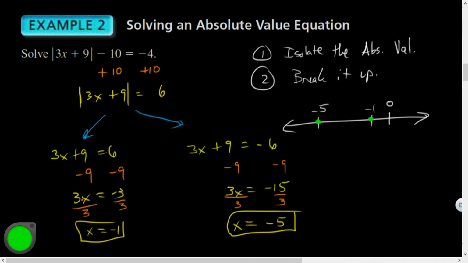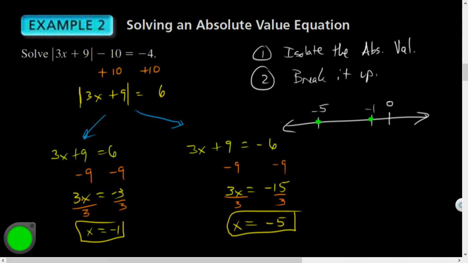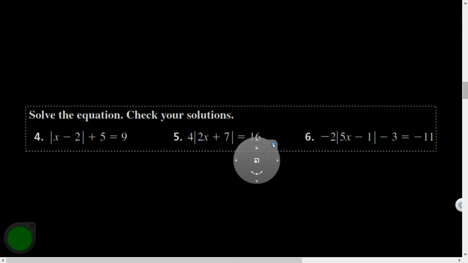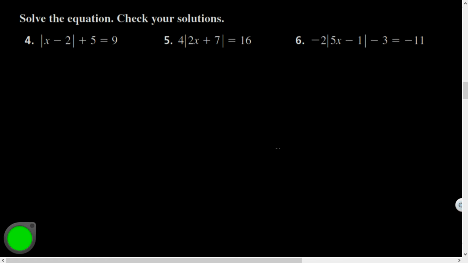I'm going to break this lesson into 2 parts, just like it was an absolute value problem. We're going to do these last monitoring progress 4, 5, and 6 together. I see some of you have already attempted these problems, which is good. I'm going to give myself a little bit more space.